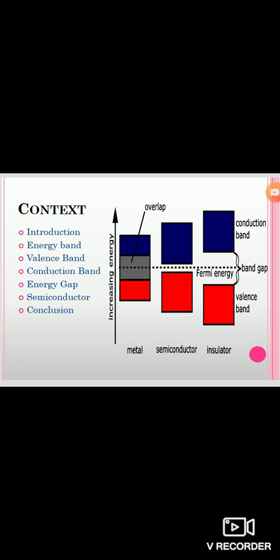The given figure shows the forbidden gap in a metal, a semiconductor, and an insulator. As we know, in metal the forbidden gap is not there, and in a semiconductor a very small gap is present between the valence and conduction band, and in an insulator a very large gap is present between the valence and conduction band.